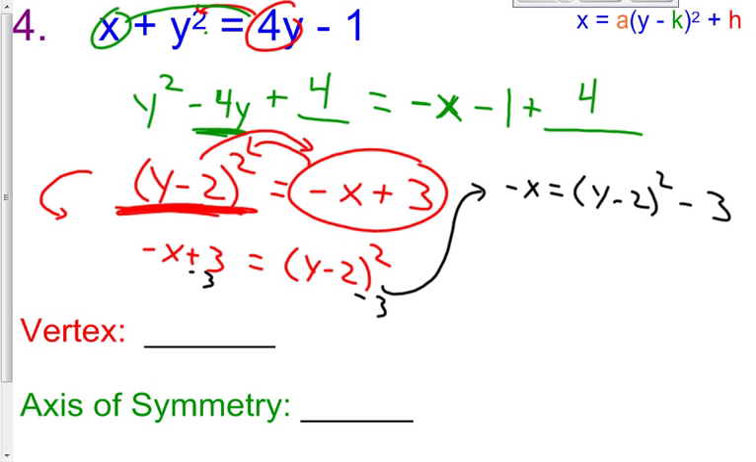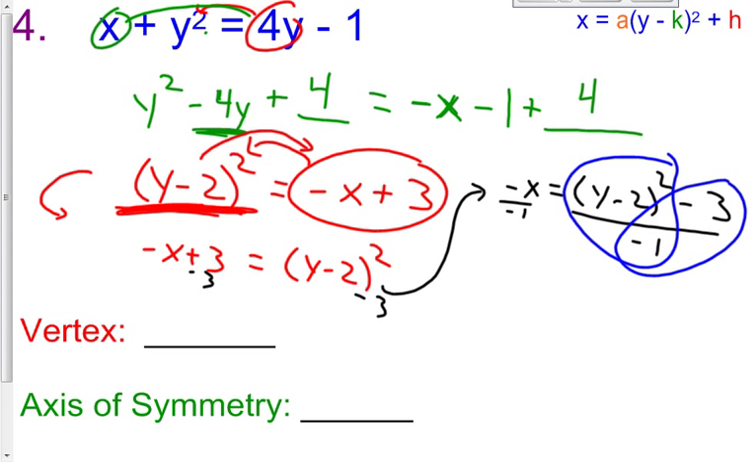Now I'm not quite in vertex form yet because I have to get x all by itself. And right now x has a negative 1 with it. So I've got to divide both sides by a negative 1. Now remember, here is one term and here is another term. So I've got to make sure I divide both of those terms by a negative 1.